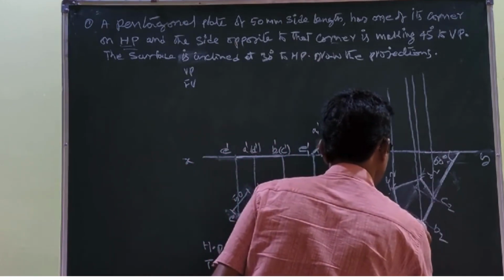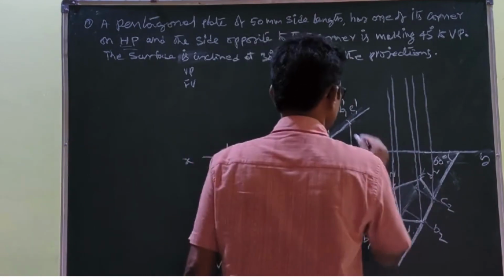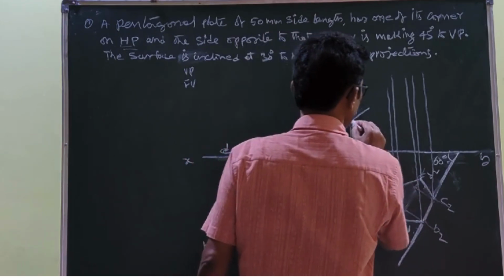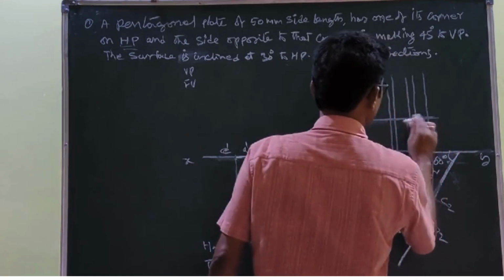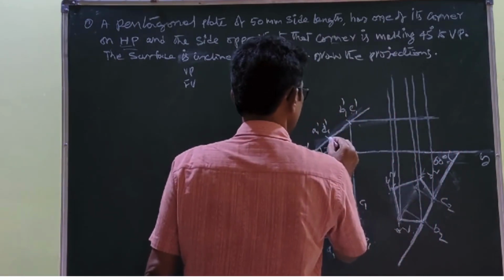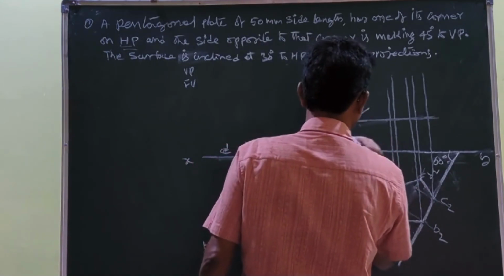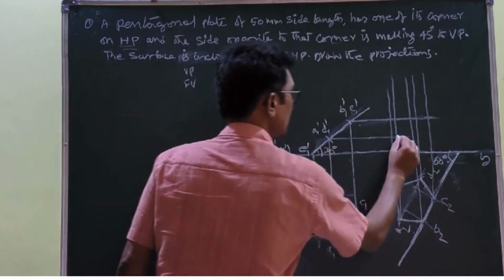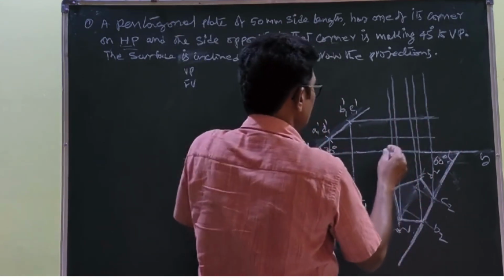Like this, you draw the projector like this. Once you draw the projectors, again from here also you draw the projectors parallel to the XY line. Through A1, D1 also you draw a parallel line, parallel to the XY line.